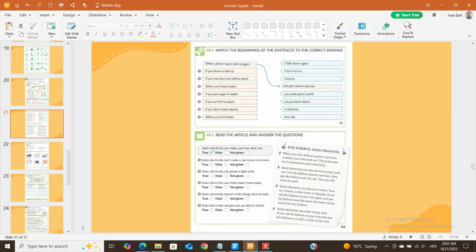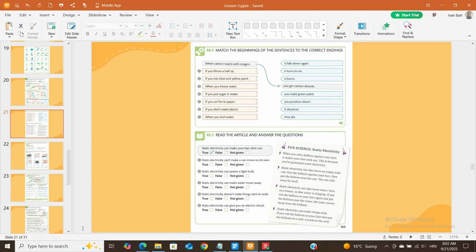48.5 Read the article and answer the questions. Static electricity can make your hair stick out. Static electricity can't make a can move on its own. Static electricity can power a light bulb. Static electricity can make water move away. Static electricity doesn't make things stick to walls. Static electricity can give you an electric shock. True, false, not given.